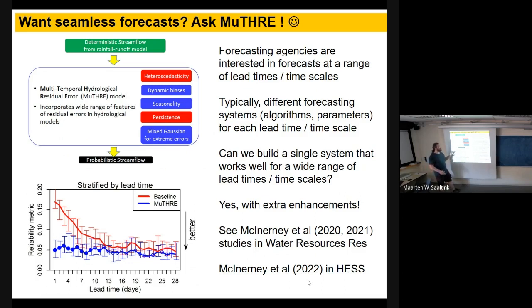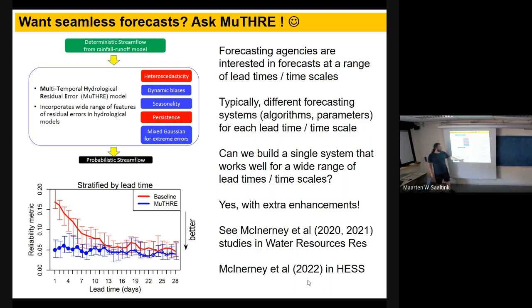It's not really viable to go into all of the details, but we're looking here at the quality for different lead times, from one day, because remember we're working with a daily model, to predicting 28 days ahead. And there is an updating also of the error model. You can see the baseline performance curve here. The new model, which we call MOTHER, the Multi-Temporal Hydrological Residual Error Model, is this blue line.